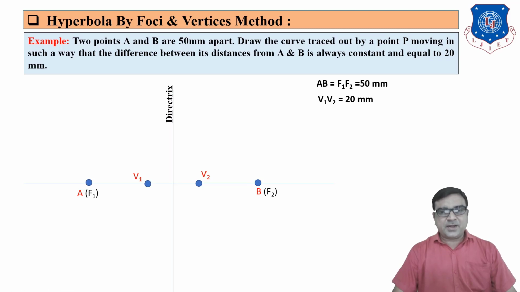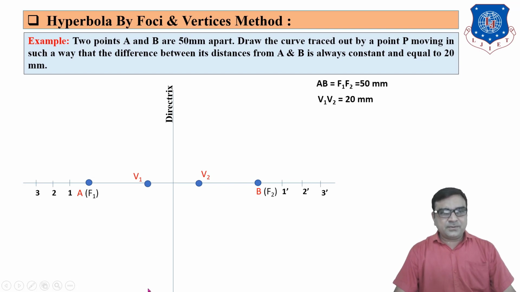Two fixed points are 50 mm apart, so the distance between F1 and F2 is 50 mm. Here A and B are nothing but the two focus points F1 and F2. The distance between A and B is 50 mm and the distance of A from the directrix is equal to 25 mm. Now insert any number of points on the left side of A, randomly or at equal distances from A. Suppose this is 1 centimeter, 2 centimeter, 3 centimeter, or you can also insert random distances. And also on the right side from B, 1 dash, 2 dash, 3 dash.